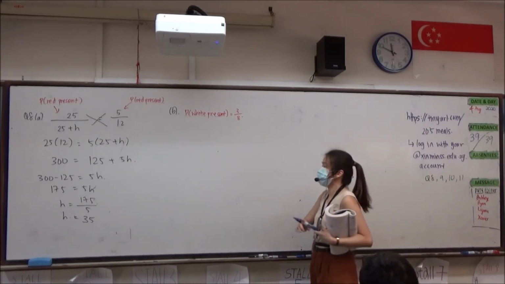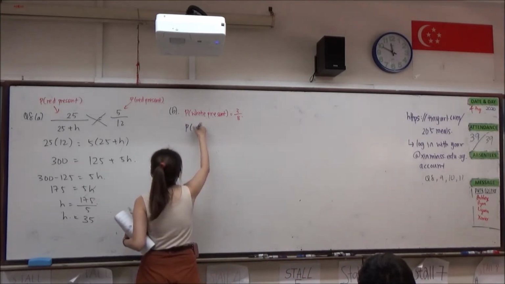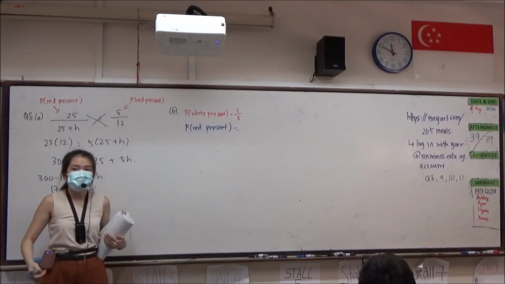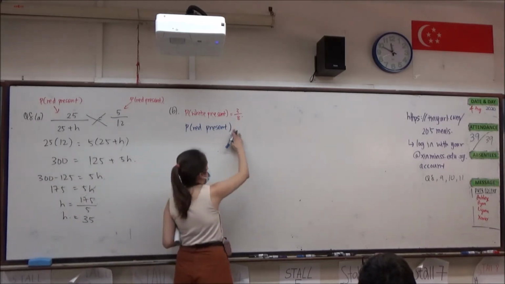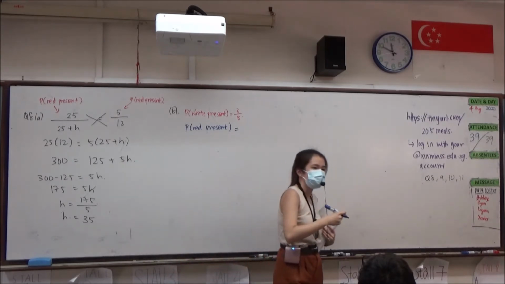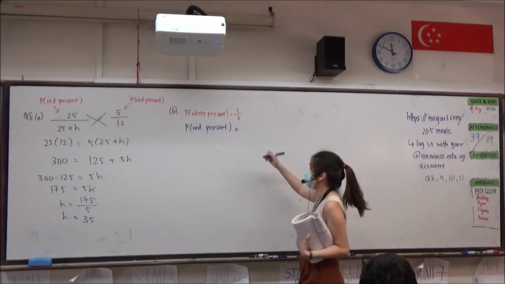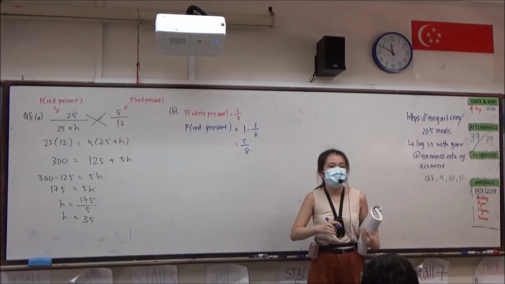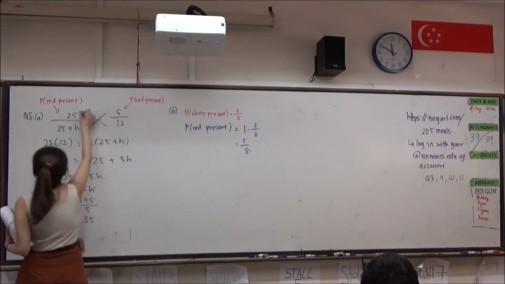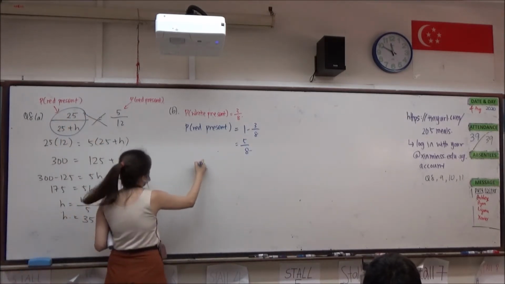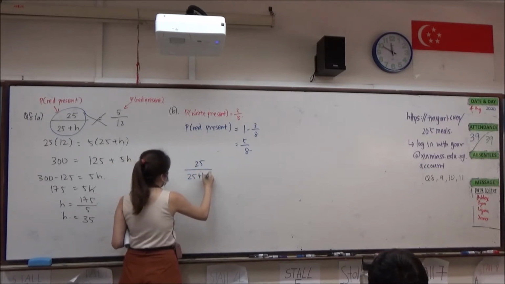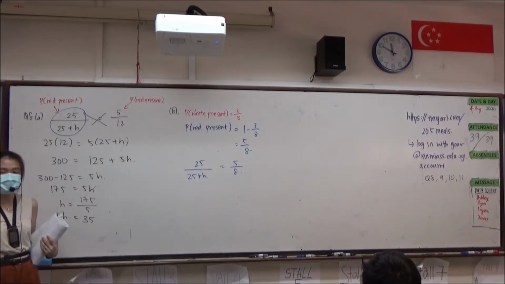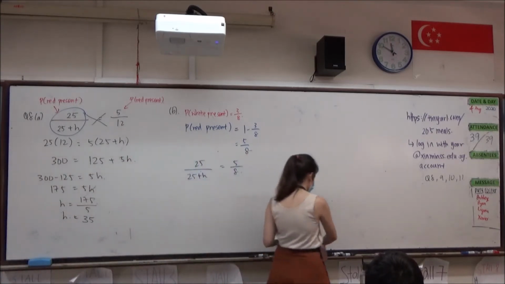So if I want to make use of the probability of red present only, and I know white present is 3/8, what is the probability of red present? What would it be? 1 minus 3/8, so that's 5/8. Then just now I already know red present is this fraction. So 25 over 25 plus H equals 5/8. Then it's the same process. I'll leave it to yourself to complete the question and write the answer.